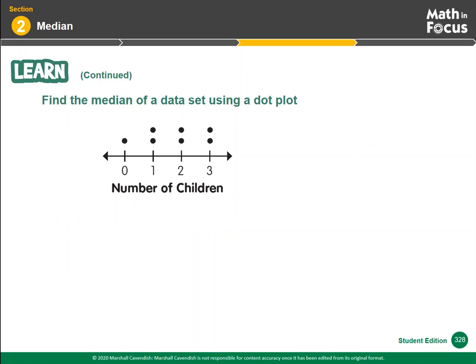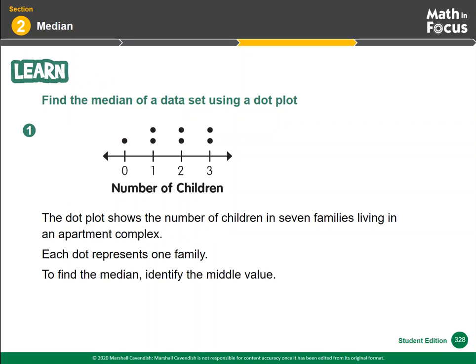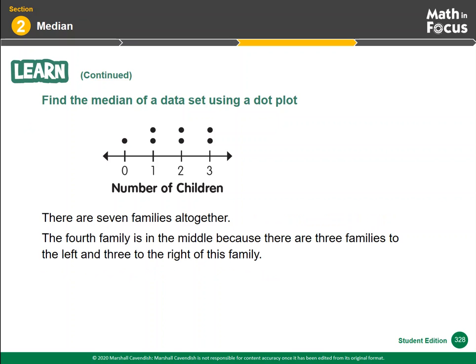7 families. The 4th family is the middle family. And there are 3 families to the left, 3 families to the right.